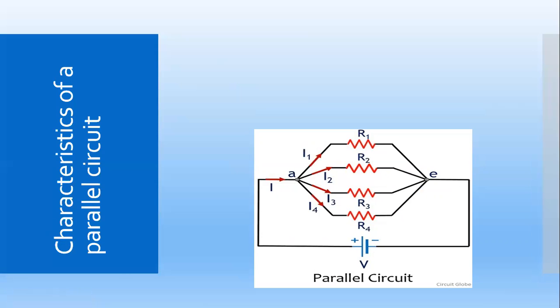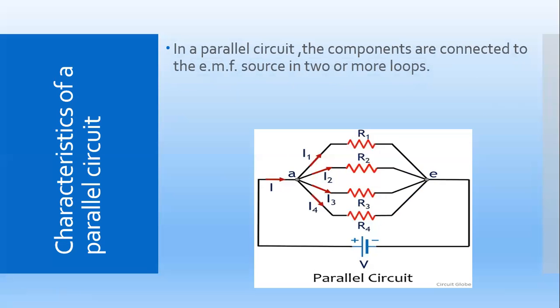Characteristics of a parallel circuit. You see the diagram of the parallel circuit. All the circuits are connected in parallel. The left side of the circuit is connected with one terminal of the battery, and the right side of the circuit is connected to the other terminal of the battery, not end to end. All the left side is connected with the positive terminal, and all the right side is connected with the negative terminal. In a parallel circuit, the components are connected to the EMF source in two or more loops.